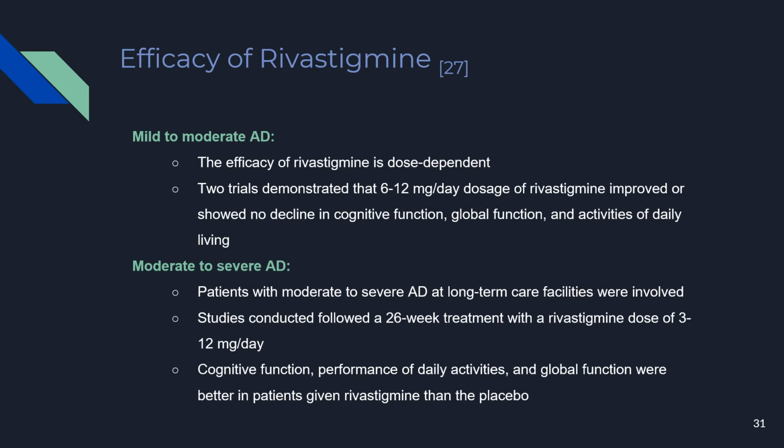Research was also extended to study the efficacy of rivastigmine in patients with moderate to severe AD at long-term care facilities. Patients were given a dosage of 3 to 12 milligrams of rivastigmine a day, conducted over 26 weeks. Results showed that cognitive function, performance of daily activities, and global function were better in patients given rivastigmine than the placebo, assessed by instruments such as the Neuropsychiatric Inventory, Nursing Home, and the Mini-Mental State Examination.